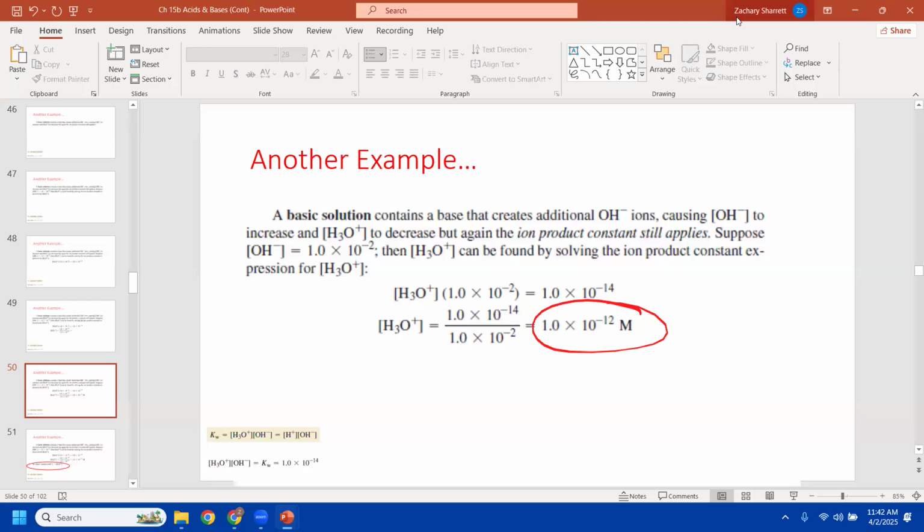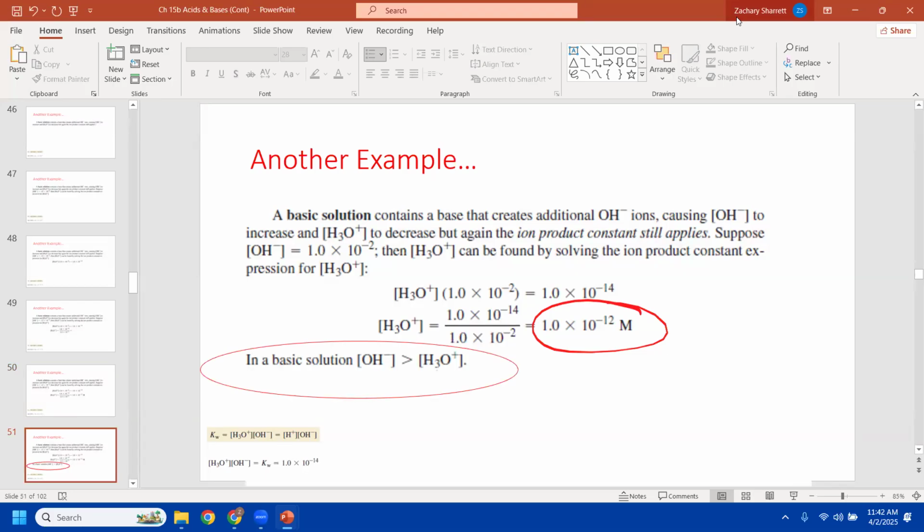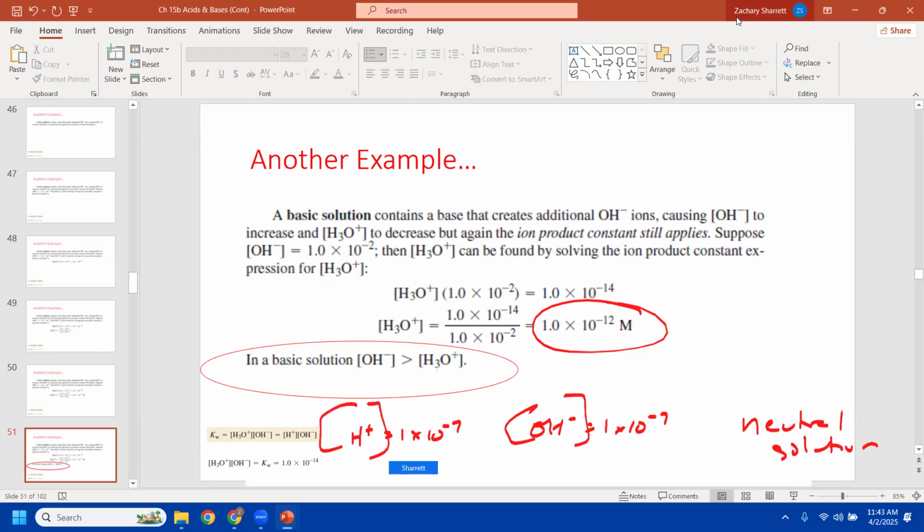Everybody see how we do this? When a solution is neutral, H plus is equal to 1 times 10 to the negative 7th. OH minus is equal to 1 times 10 to the negative 7th. This is what we call a neutral solution. Equal amount of OH minus and H plus. In this solution, we have 1 times 10 to the negative second molar H plus and 1 times 10 to the negative 12th molar OH minus. Actually, this is backwards, sorry.